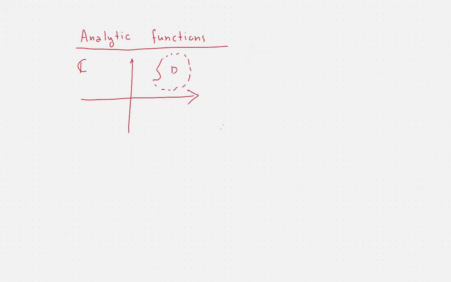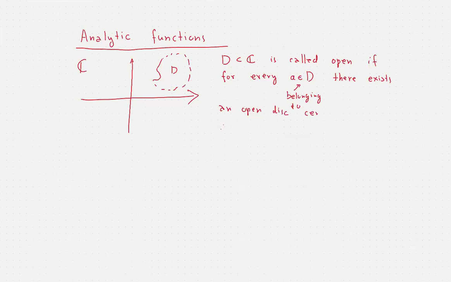So a subset of C is called open if for every A in D, where this notation again means belonging to, there exists an open disk centered at A and fully contained in D.